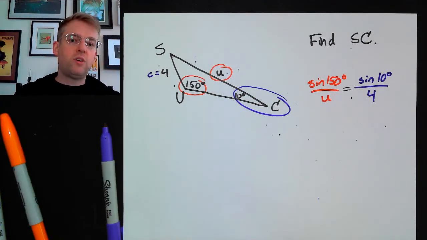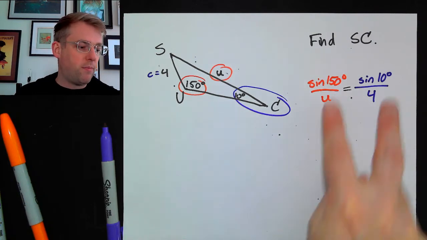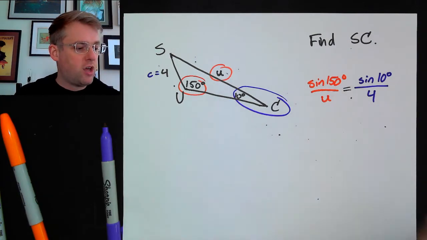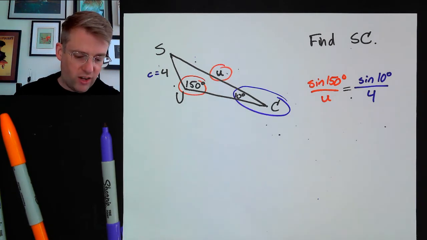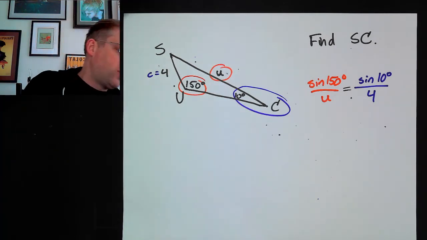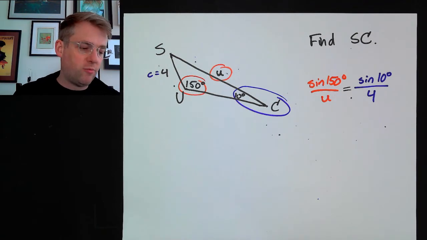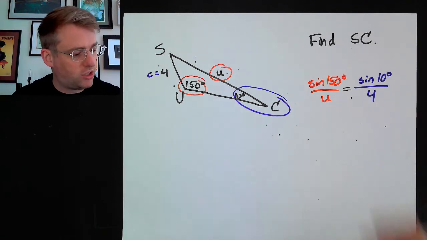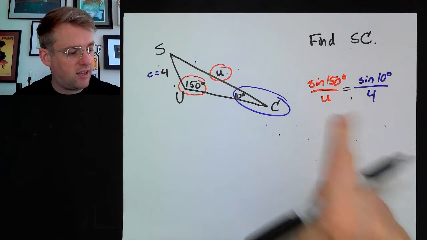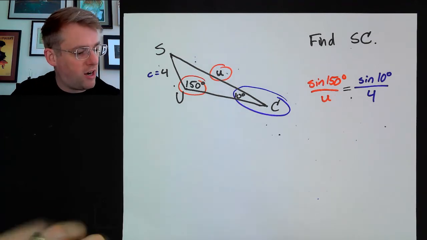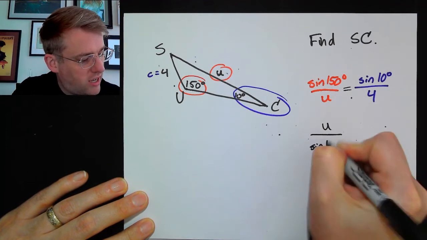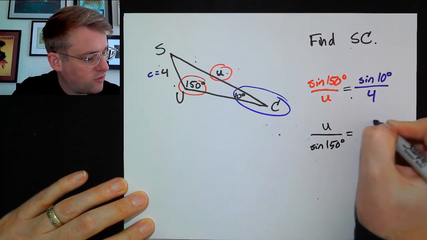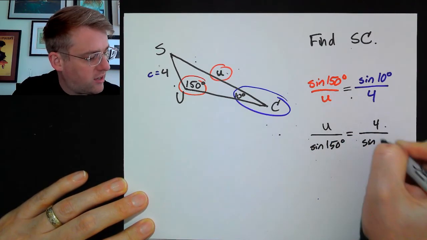This time we don't need an inverse sine because we're not trying to get a variable out from inside the sine function, but we do have our variable in the denominator, which is a slight wrinkle in solving the proportion. We can just take the reciprocal of both sides and these will still be equal to each other. That's my favorite move to get a variable out of the denominator. To rewrite this as u over the sine of 150 degrees equals 4 over the sine of 10 degrees.